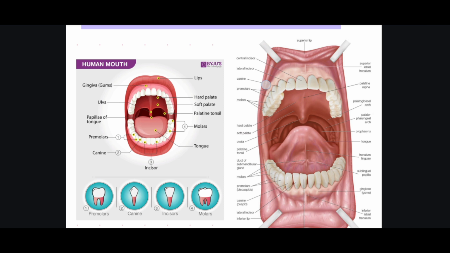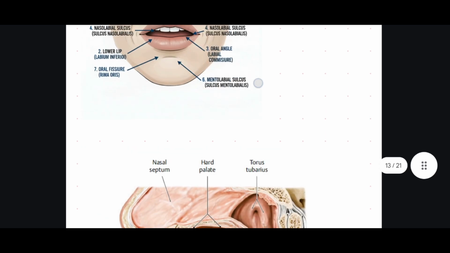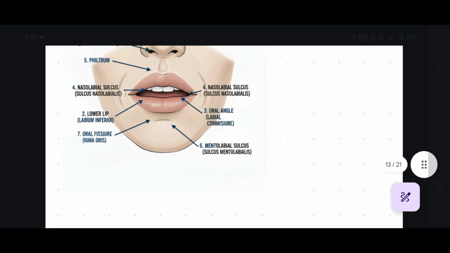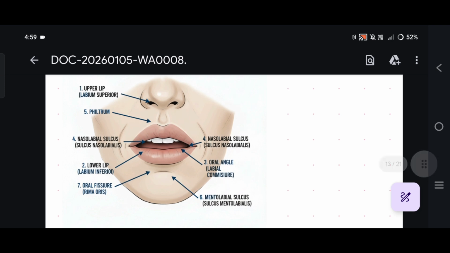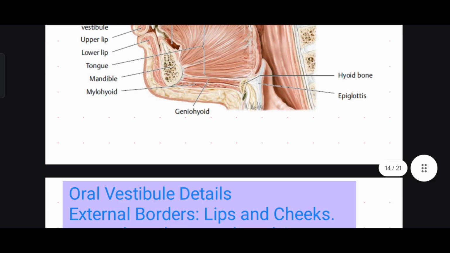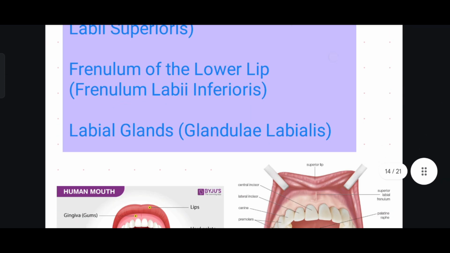Now within the mucosa of the lip, you find the minor salivary glands called the labial glands. These labial glands continuously produce saliva that lubricates the inner side of the lips, and keep in mind that the structures which we read earlier are here. These are the philtrum, the mentolabial sulcus and the nasolabial sulcus. All these structures are also associated with the upper and lower lips. So these are the parts of the lips.